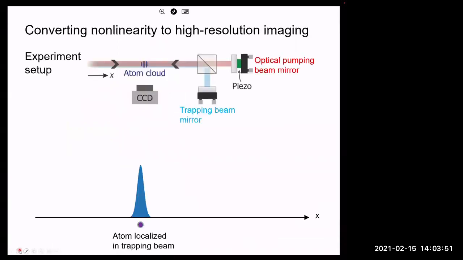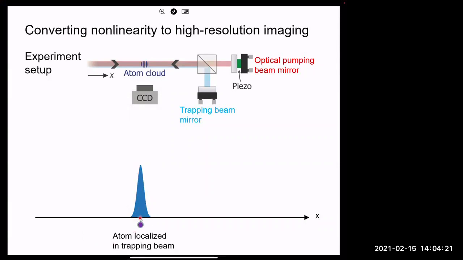So here's a simplified experimental setup, to give you an idea of how we do this imaging in 1D. The dimension in the x direction is x. For simplicity, let's consider one atom localized somewhere. We are using the trapping beam to localize it, but for now, forget about that beam. Just assume we know there's one atom localized, and this is the wave function of the atom.